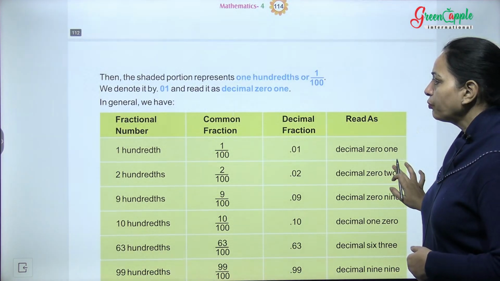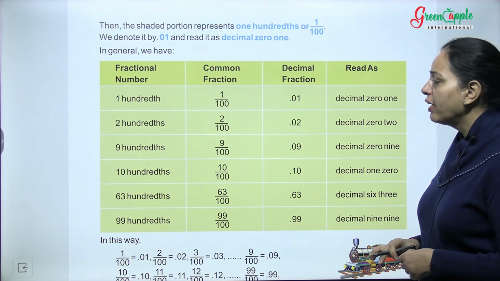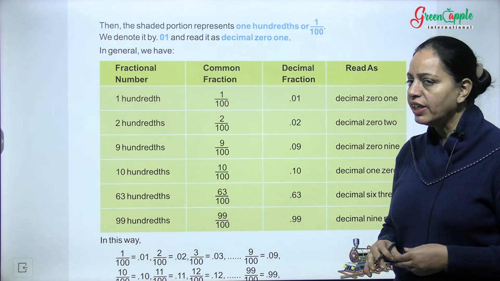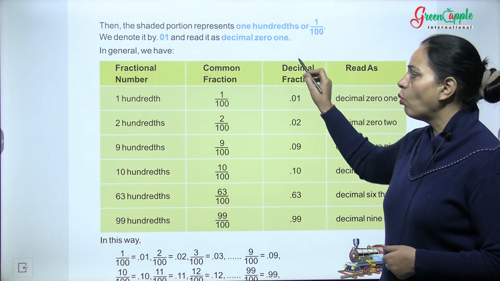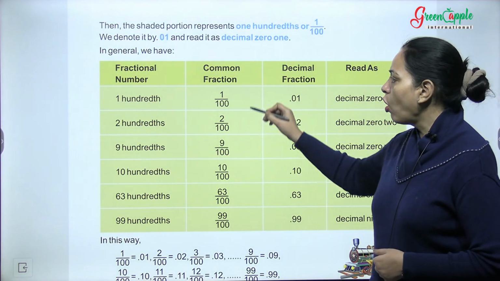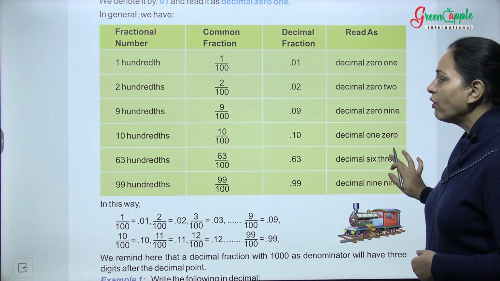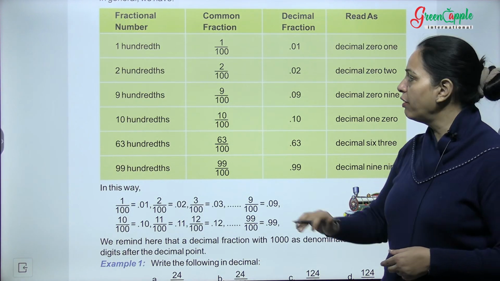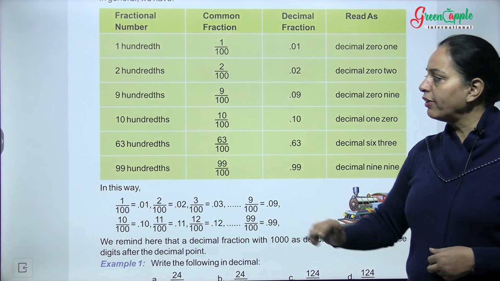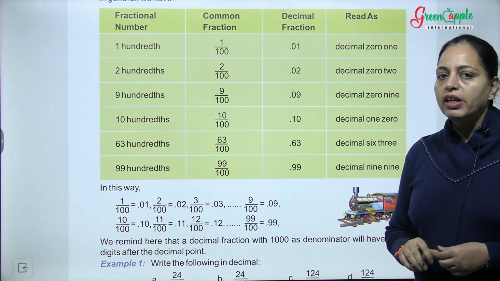Now the shaded portion represents a hundredth, meaning 1 by 100. And how can we write it? 0.01. And how can we read it? Decimal 01. So in general we have the common fraction, the decimal fraction, and how we read it. 1 hundredth, 1 upon 100, 0.01, decimal 01. 2 hundredth, 2 upon 100, 0.02, decimal 02.